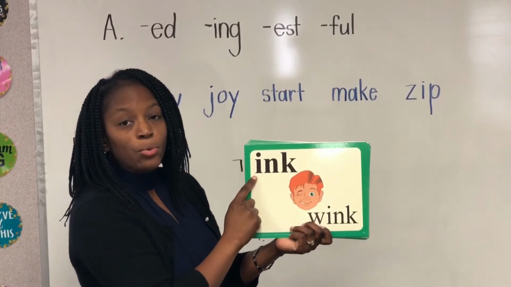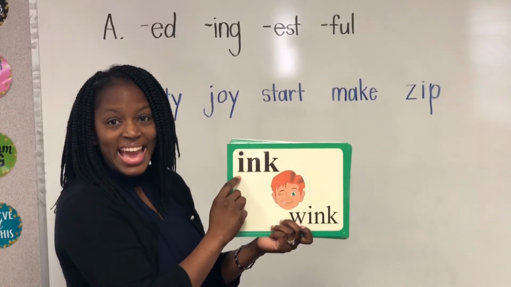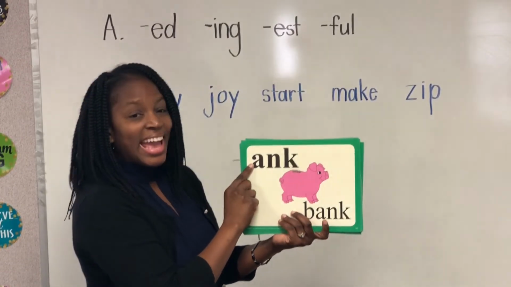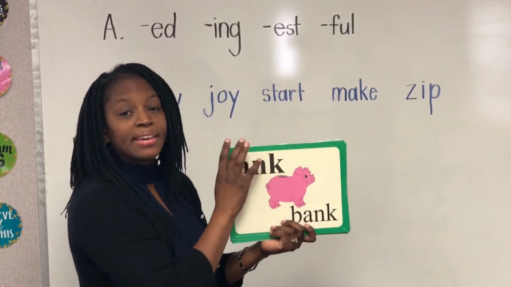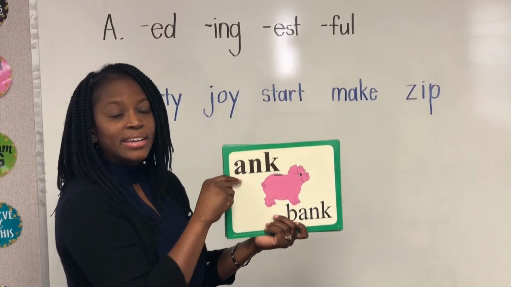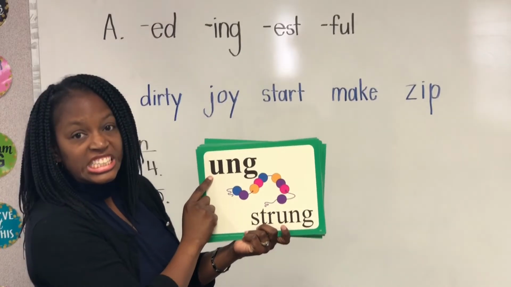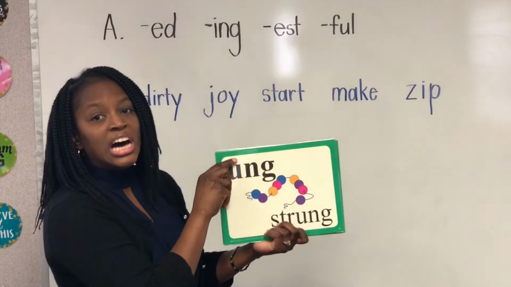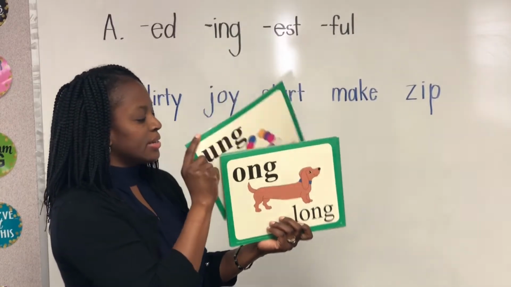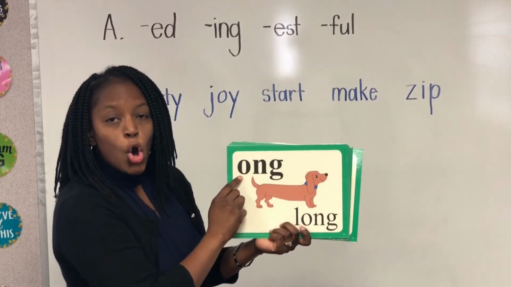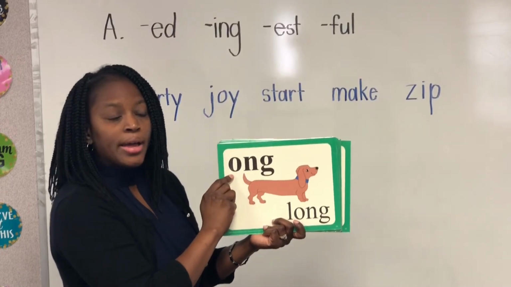Ink and wink. I-N-K, ink. Ank and bank. A-N-K, ank. Ung and strong. U-N-G, ung. Ong and long. O-N-G, ong.